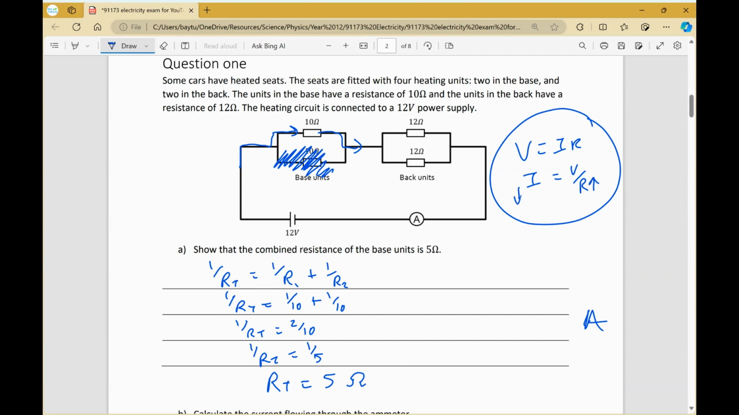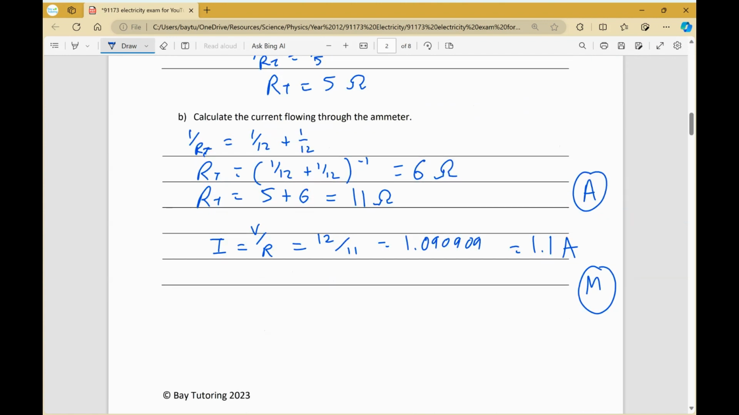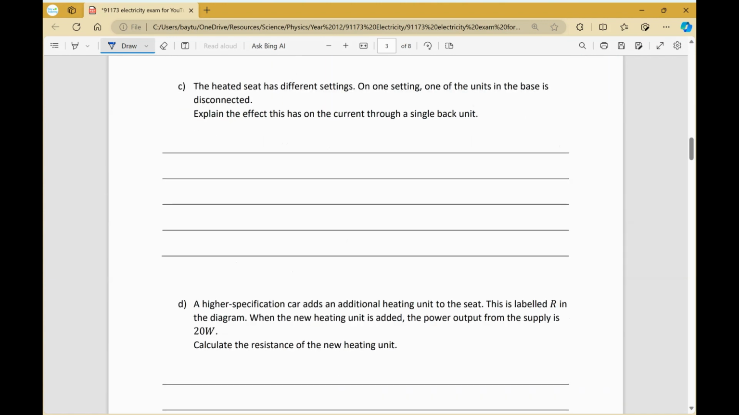So let's put that into words. So when one of the units in the base is disconnected, the total circuit resistance increases. If you want to skip ahead a few seconds and wait for me to write this, then feel free.